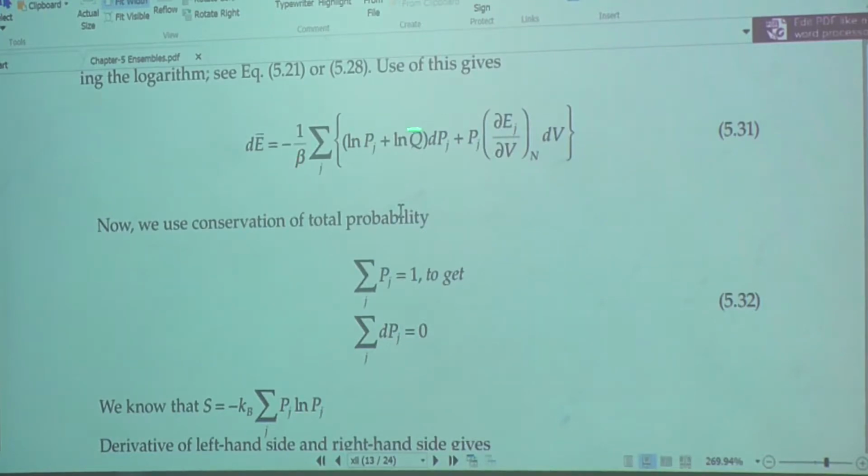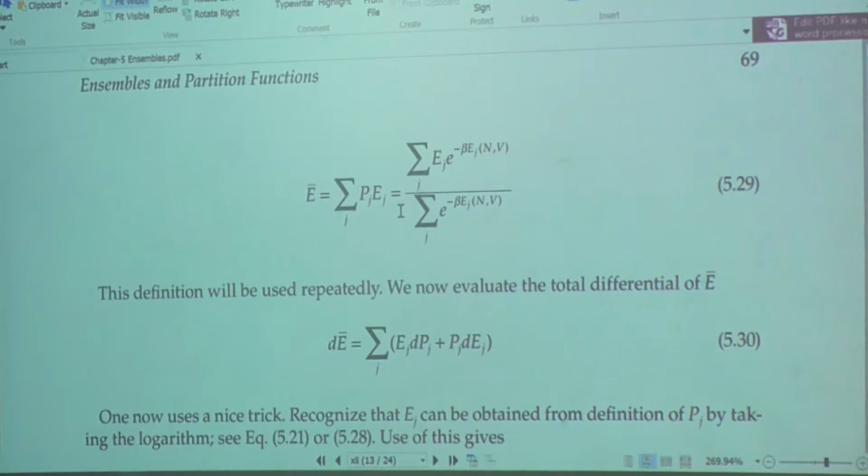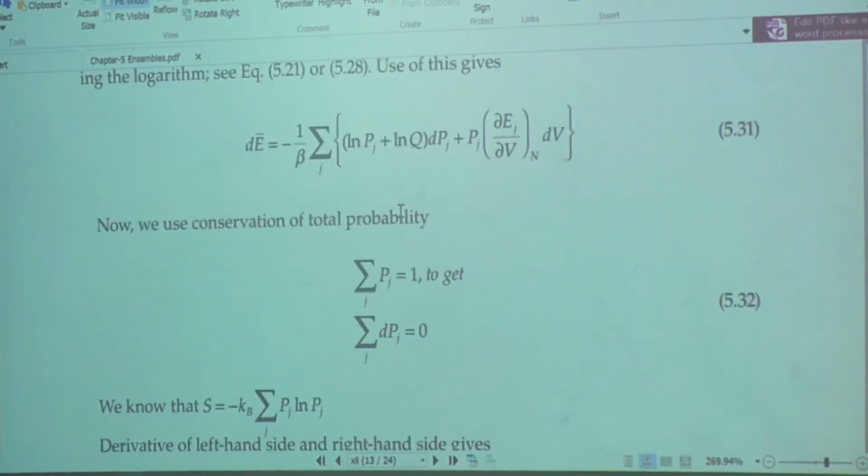So I do dE, exactly what I told you, ln Q will come out, and ln Pj from that equation. I expand my dEj, so with the dPj I play that game. And for dEj I expand it in dV. Now there is a very interesting thing that you can use when you are playing with that conservation of probability: the sum of Pj is equal to 1. So the sum over dPj, which is here, will go to 0.